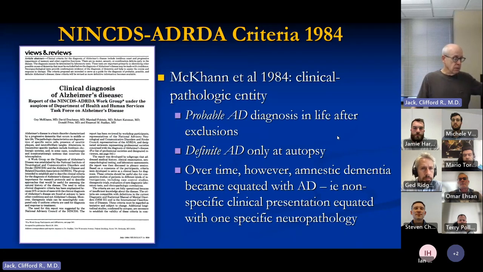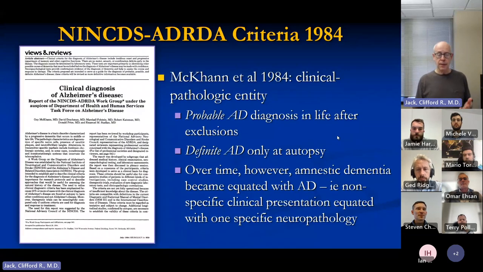Unfortunately, what happened over time was that this critical distinction between probable and definite was dropped by almost everyone in the field. And what happened was then that an amnestic dementia presentation became equated with Alzheimer's disease. In other words, a non-specific clinical presentation became equated with one specific neuropathology. Now, what's the problem with that?